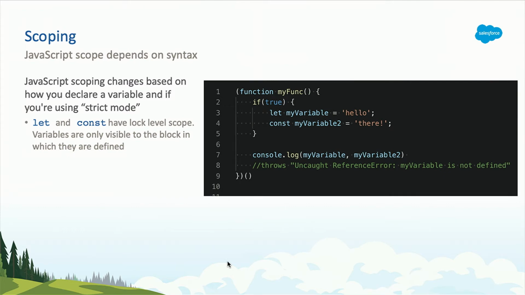With the introduction of ES6, you can now declare variables using the new keywords let and const. Both of these have block level scope, similar to how Apex variables work. So as you can see in this function, I have my variable and my variable 2 declared within the if statement. And then when I try to log those variables outside of that block, it actually gets a reference error because it doesn't know it's defined.